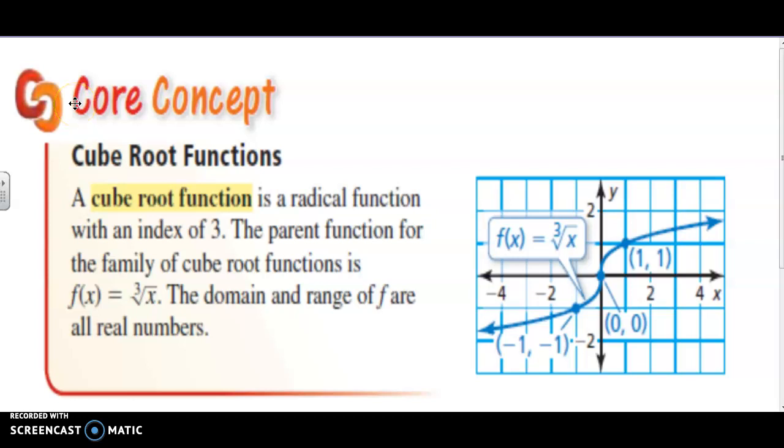If you have any questions about square root functions, please make sure you reach out, join a Google Meet one of these days. Today we're going to talk about cube root functions and how to graph them.